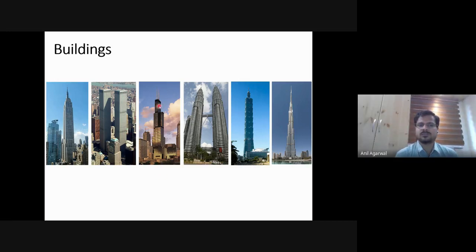This is also one of the tallest buildings. Does anybody know its name? Has anybody seen this one or its pictures? This one is in Chicago. It is known as Willis Tower. Earlier it was known as Sears Tower. When the owner changes, sometimes they want to rename the building. So this is known as Willis Tower.